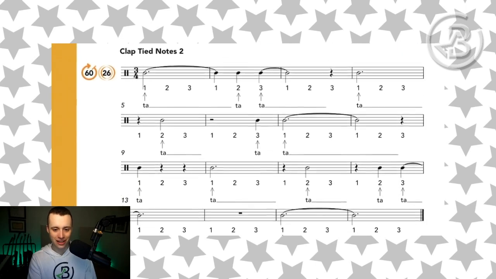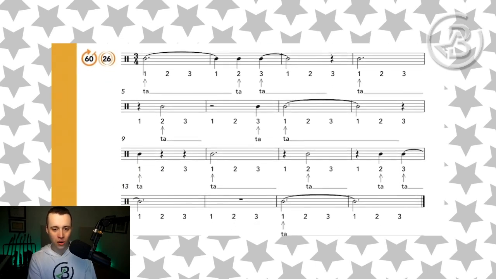All right, this next one is 26. Again, 4 whole lines of music. Let's listen to the pulse. Again, at 60. Let's look at the time signature. Okay, time signature is a 3 on top, which means our count is going to be for 3. Here we go. 1, 2, 3.